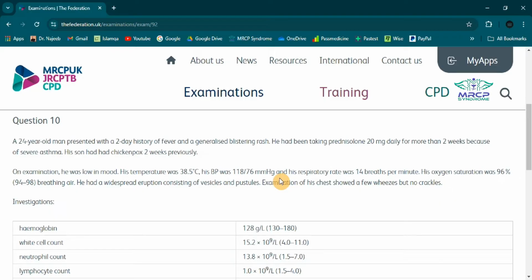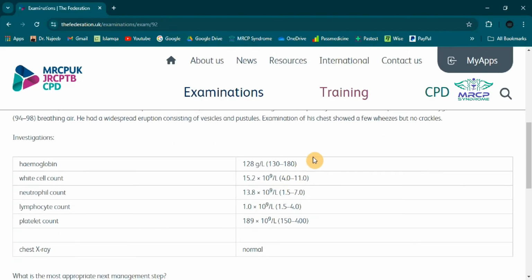And there is also a relevant exposure history. The patient's recent contact with his son who had chickenpox is most likely the source of infection, and the history of chickenpox 2 years prior fits the typical incubation period for VZV.